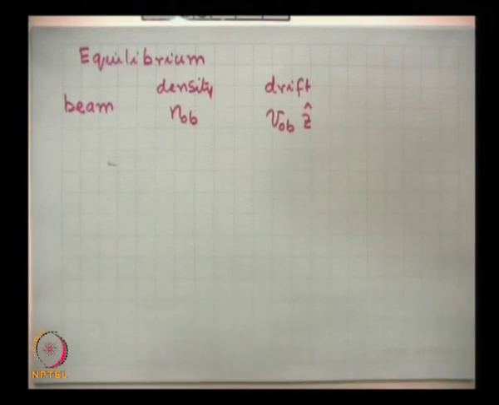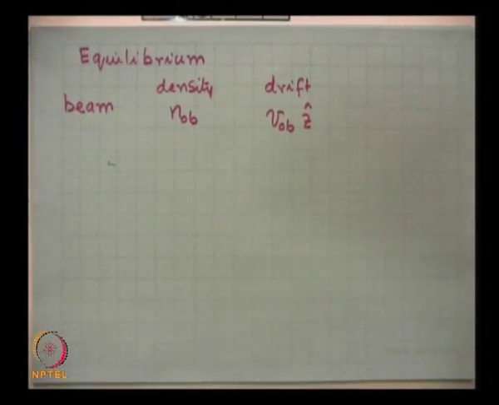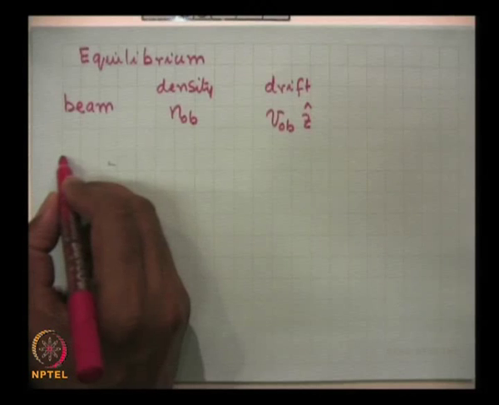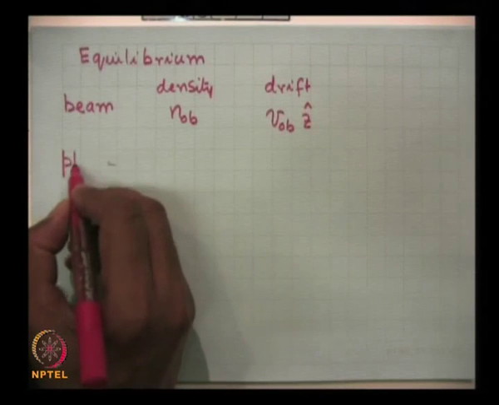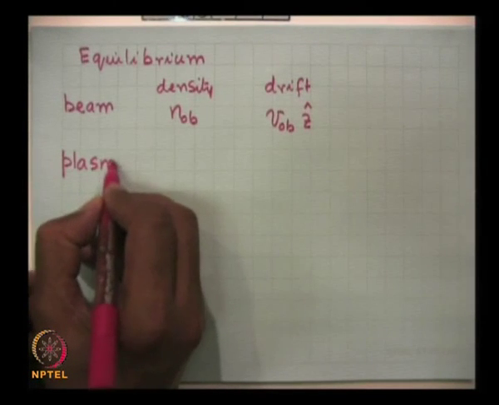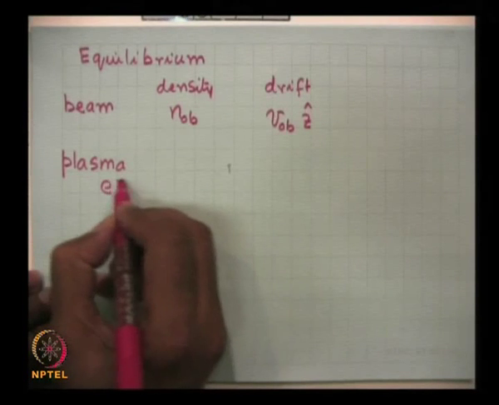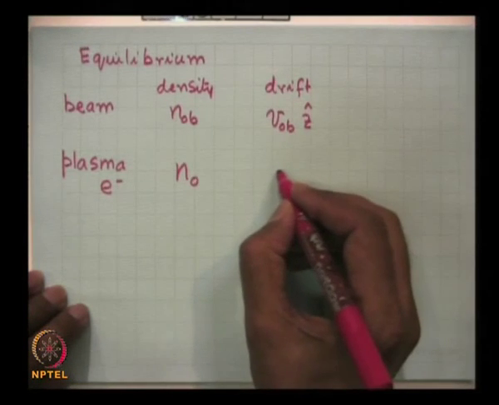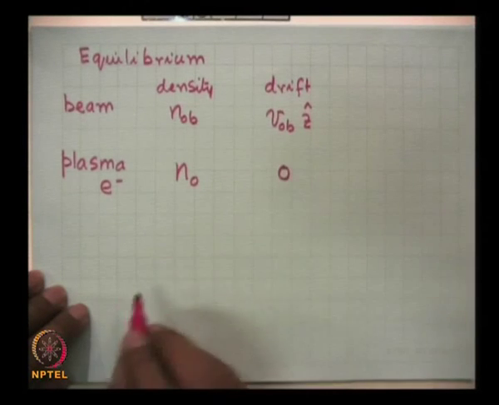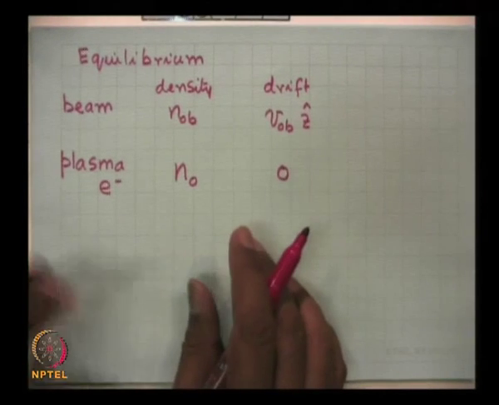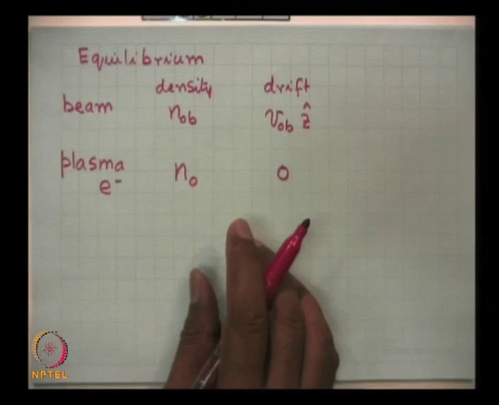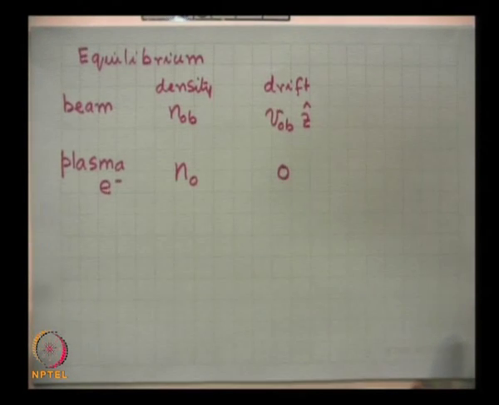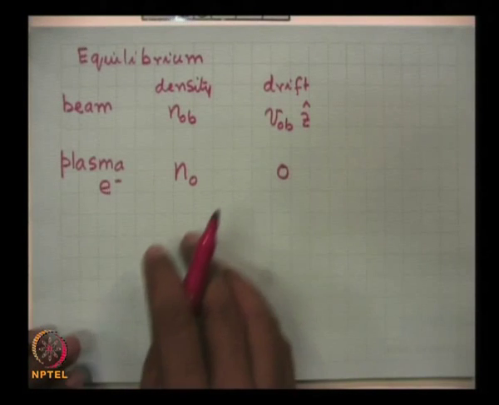Let us understand the problem in a very simple way. And plasma electrons, what do they have? Their density, suppose, is n0 and their drift velocity is 0, they are not moving. I will ignore the temperature term also for the time being, and later on we will generalize and see what is the consequence of electron temperature. So, simple problem.